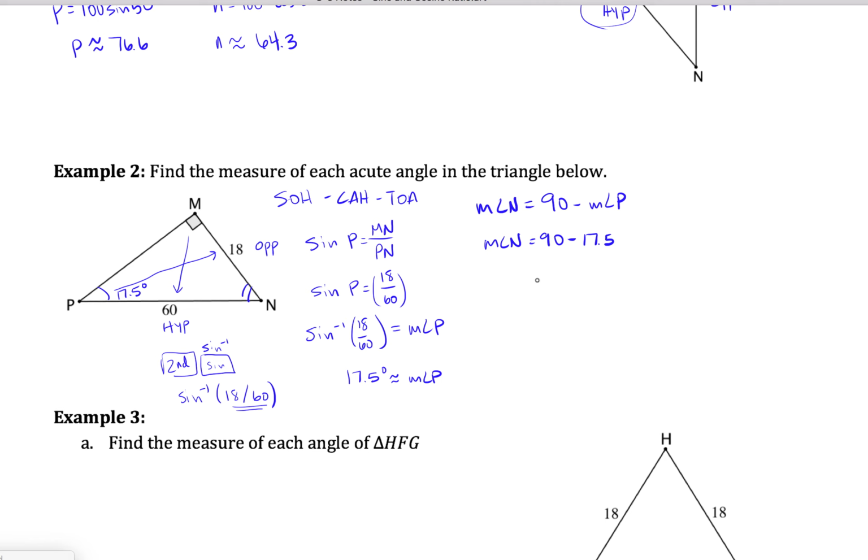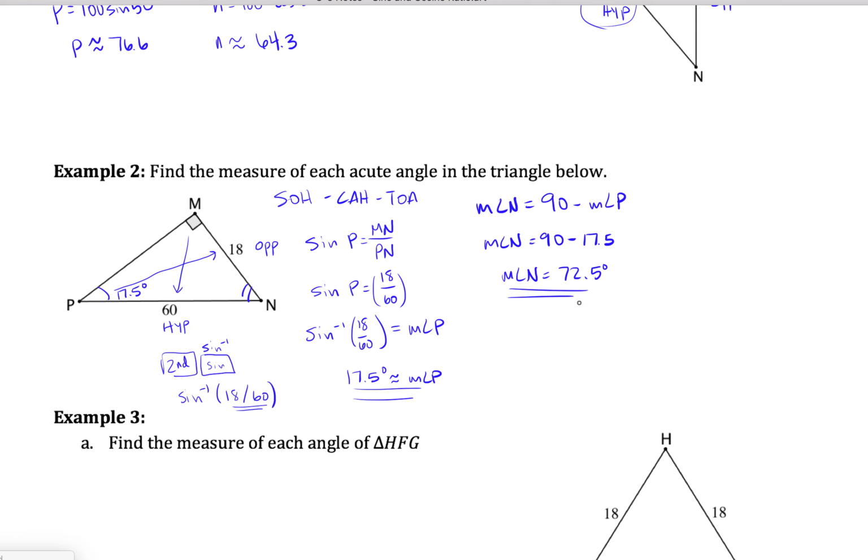And 90 minus 17.5 is going to give me something that's equal to 72.5 degrees. So the measure of angle N is 72.5 and the measure of angle P is 17.5. And again, I found that using the sine ratio for angle P, since when I started the problem, I knew the opposite side and the hypotenuse.